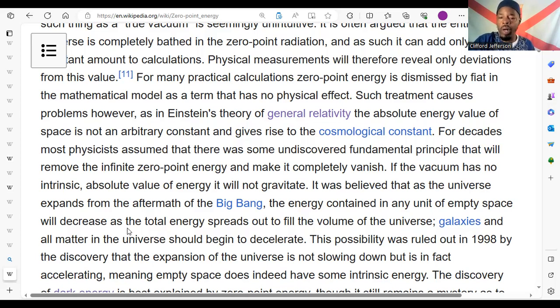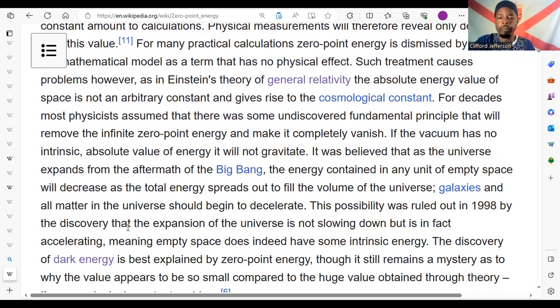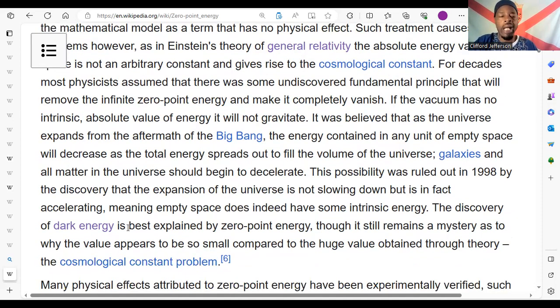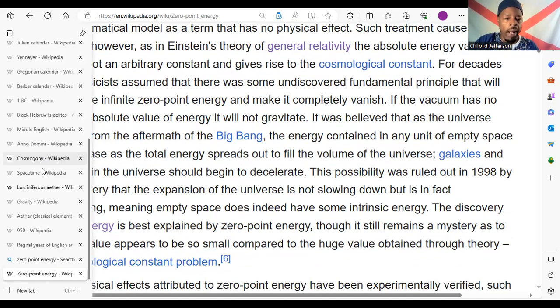All right. It was believed that as the universe expands from the aftermath of a Big Bang, the energy contained in any unit of empty space will decrease as total energy spreads out to fill the volume of the universe, i.e., that was what we call, back to cosmogony.